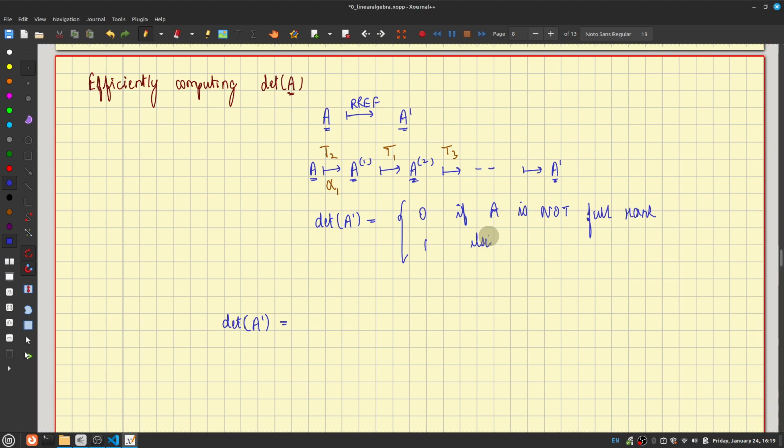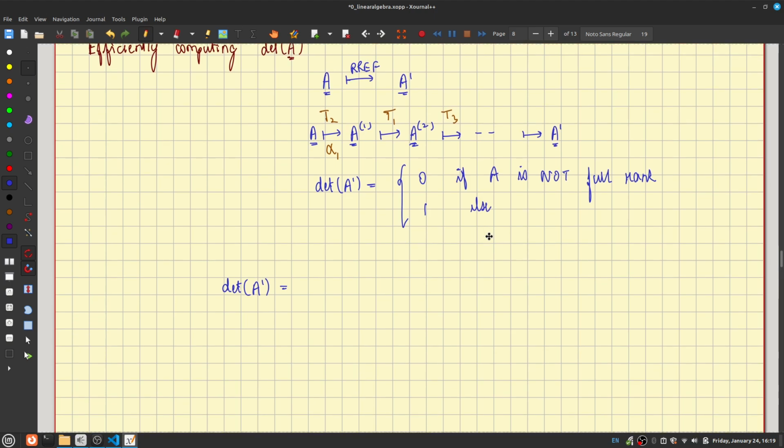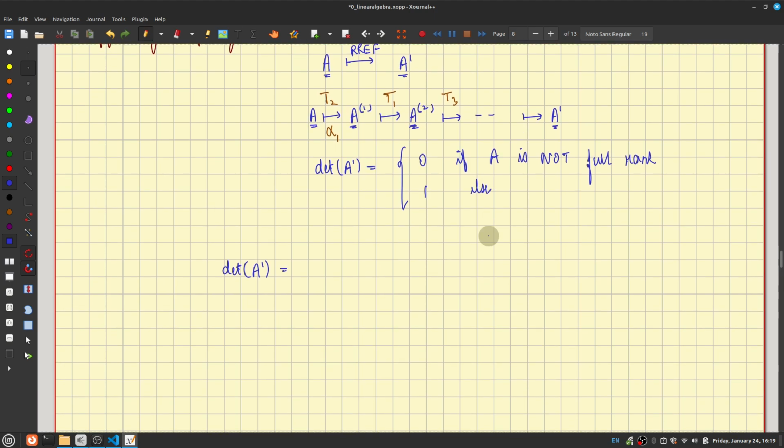Okay, great. So this is from one perspective. I know what the end result is going to be, what the determinant is going to be. Now I performed a sequence of operations to get to A prime from A.